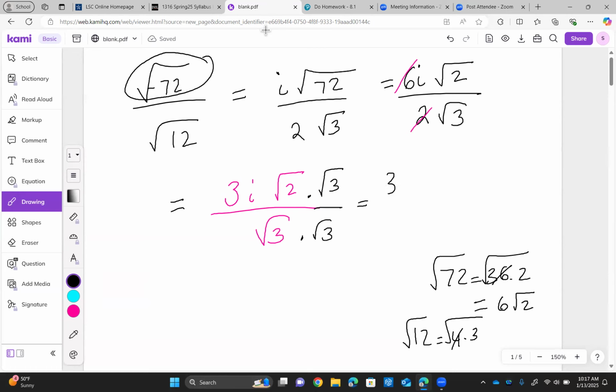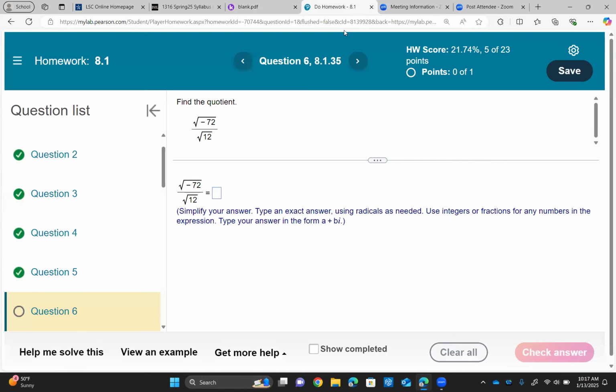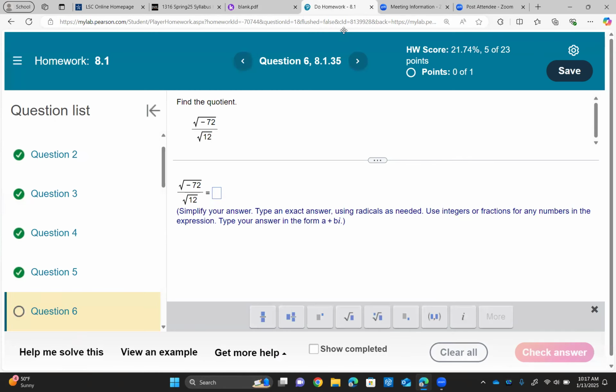I have the 3i, and then when I multiply these two radicals, they will give me a square root of 6. And then here, when I multiply them, root 3 times root 3 is just 3. This allows me to simplify the top 3 by the bottom 3. So my answer becomes as simple as i radical 6 for this question. So when I go to homework, I will tell them that the expected answer here is i radical 6. And then I can check my answer now.